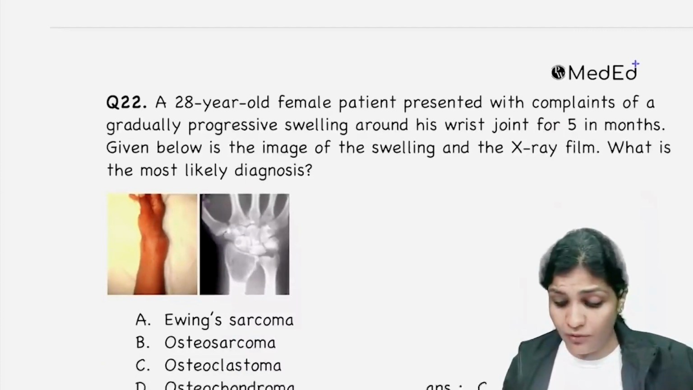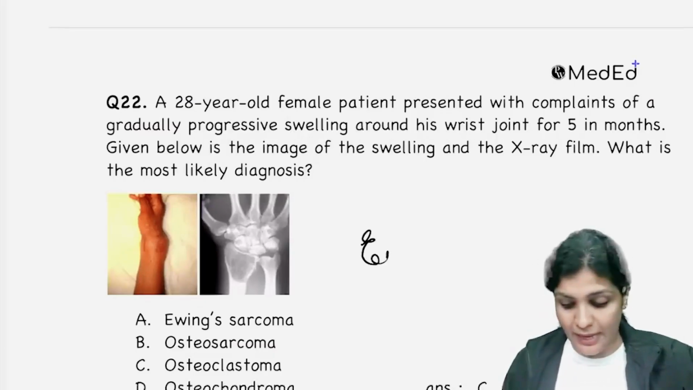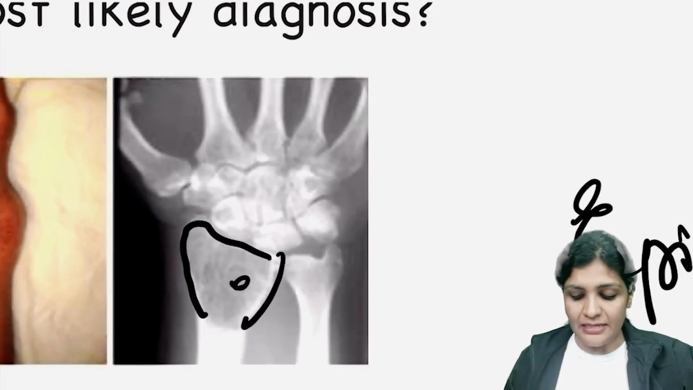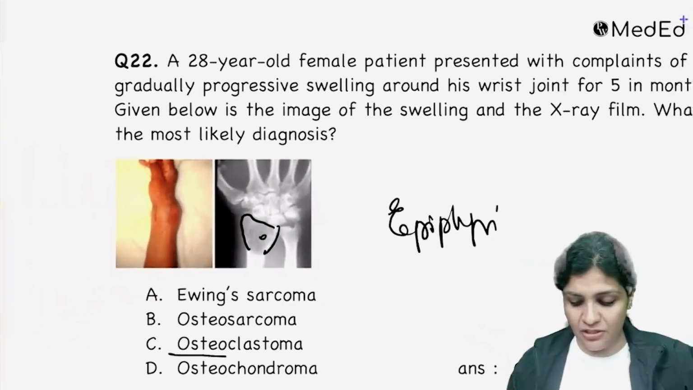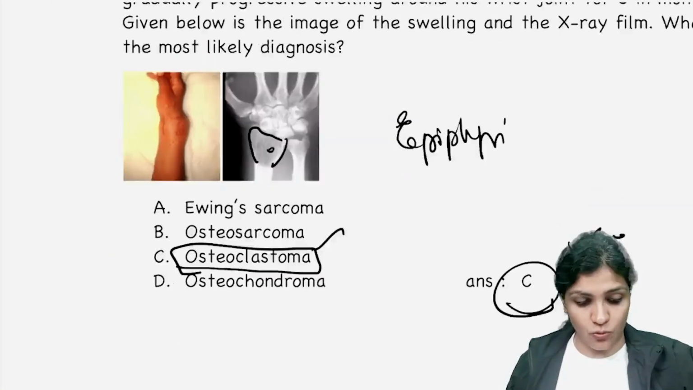A 28-year-old female patient presented with complaints of gradually progressive swelling around her wrist joint for 5 months. Given below is the image of the swelling. What is the most likely diagnosis? We already know that this is the epiphysis which is involved. You can see the epiphysis involvement here, and this is lucent. Something lucent in the epiphysis region should be a giant cell tumor. So the answer is osteoclastoma.